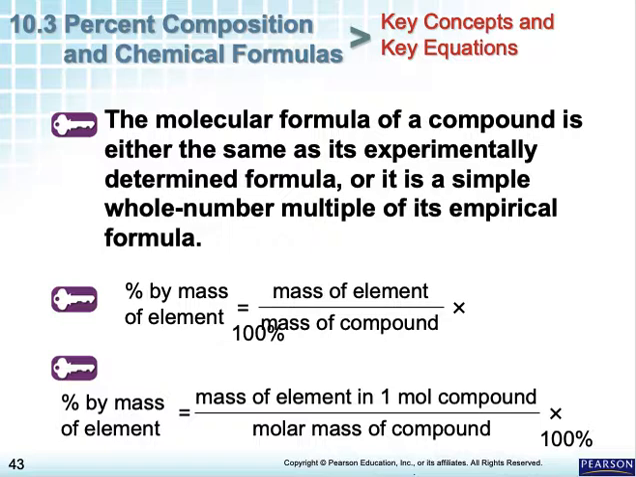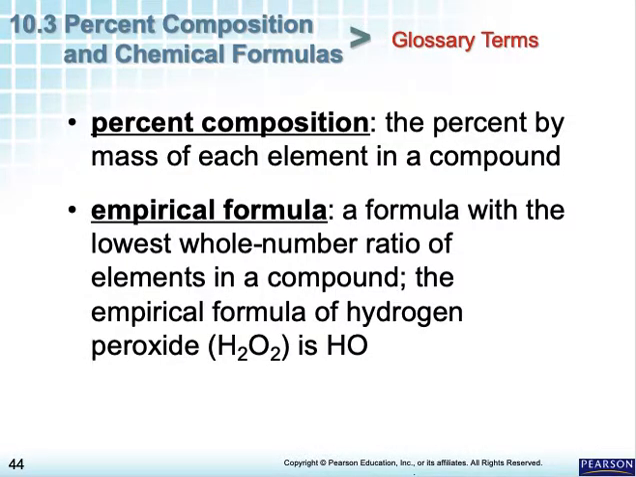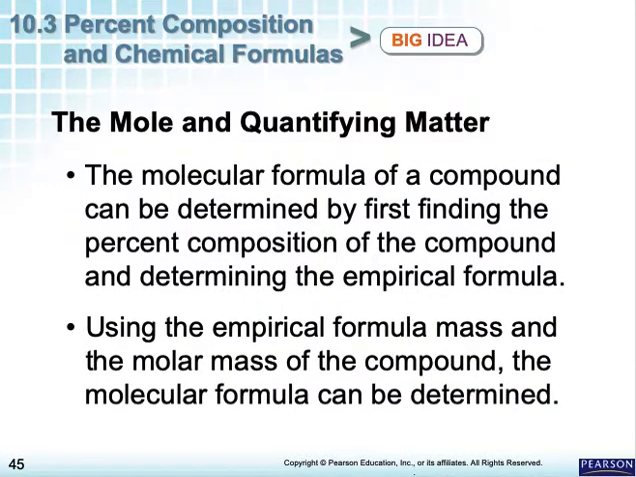And there's a couple of calculations you need to be able to do from this section. So percent composition and empirical formula are 2 of your glossary terms. The big idea is that the molecular formula of a compound can be determined by first finding the percent composition of the compound and determining its empirical formula. Using the empirical formula mass and the molar mass of the compound, it is possible to calculate the molecular formula.